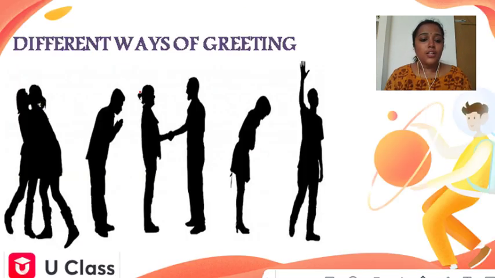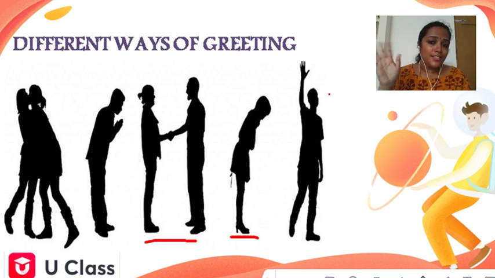So can you all see the images that are available here? These are the different ways of greeting. In the first image we can see two people hugging each other. Second, a person is saying namaste. Then in the third image, two people are shaking hands, isn't it? And in the fourth one, a person is bowing down. And in the fifth one, a person is saying hi like this. So these are the different ways of greeting.